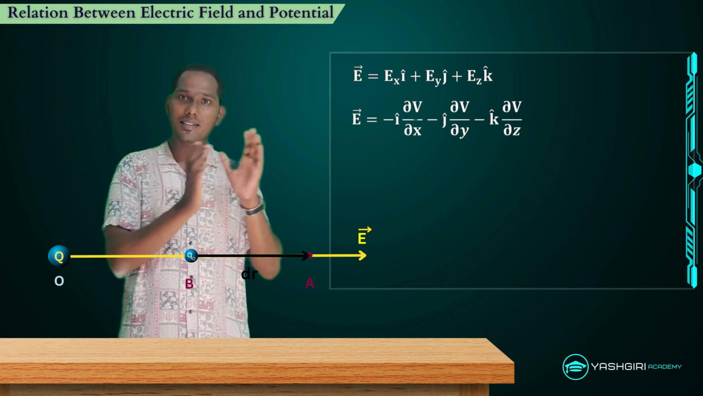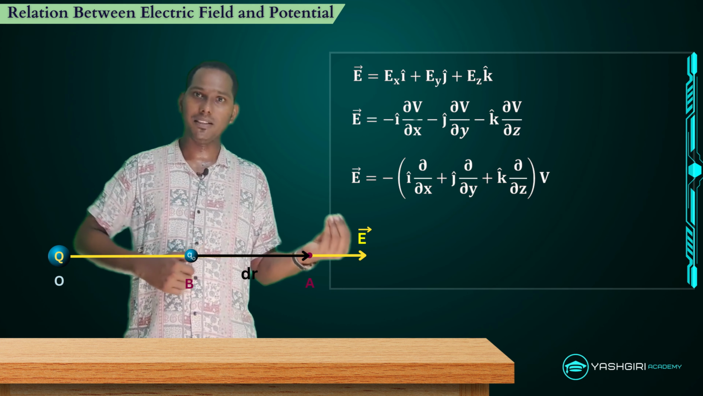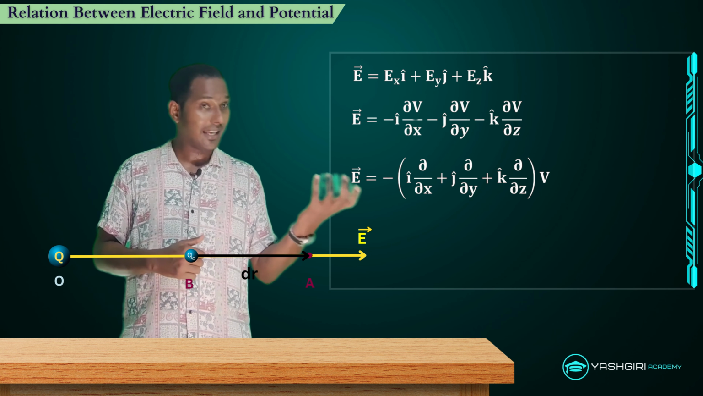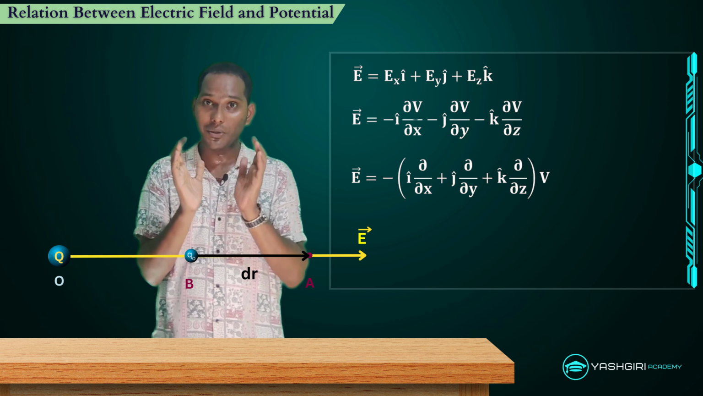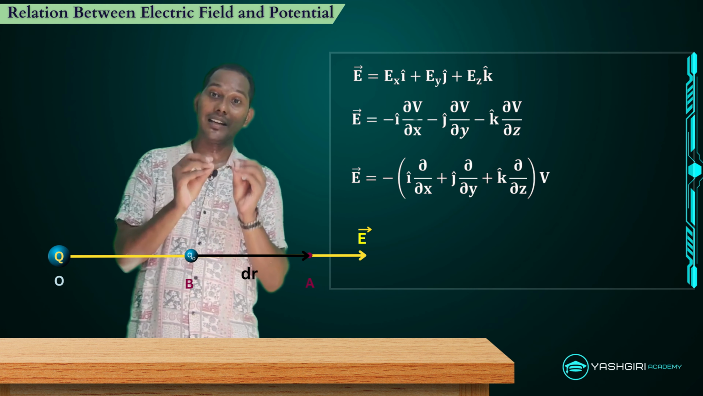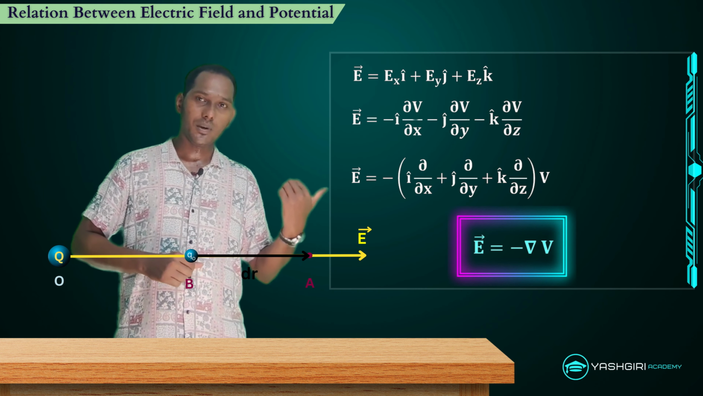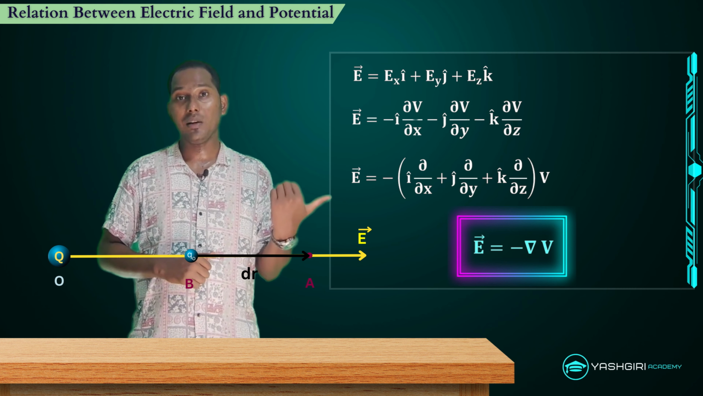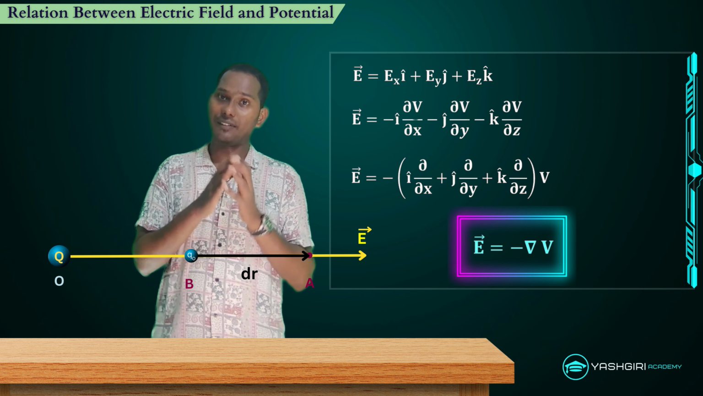And when I take that minus sign out, and just keep i cap ∂/∂x plus j cap ∂/∂y plus k cap ∂/∂z, and again take the potential out, this is what I'll be getting. Inside the bracket, it's nothing but a del operator. So you can see that the electric field will be equal to negative of del potential, right? This is the relation we are having here.